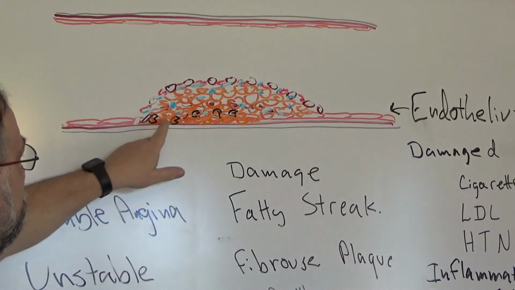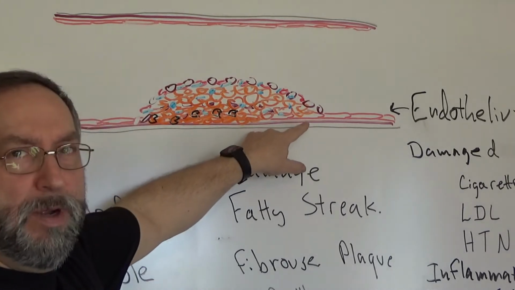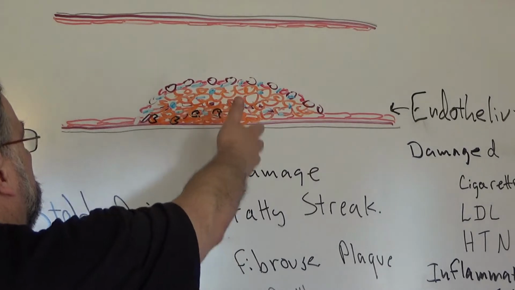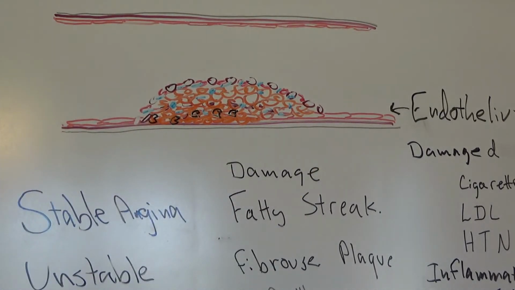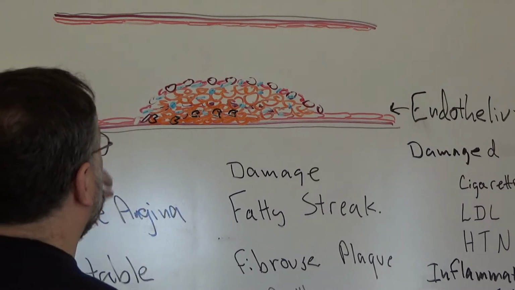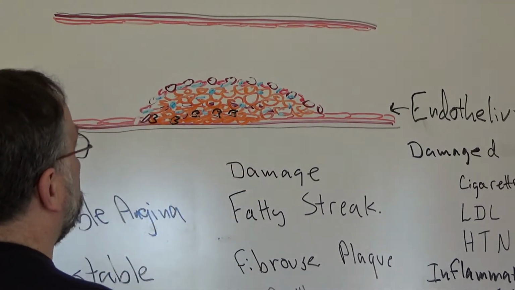And these blue ones that I drew in here are calcium, right? So calcium gets hard too. So this is a pretty hard fibrous cap now, that they call fibrous plaque, right? So now this stage is called plaque, right? And it's brittle.